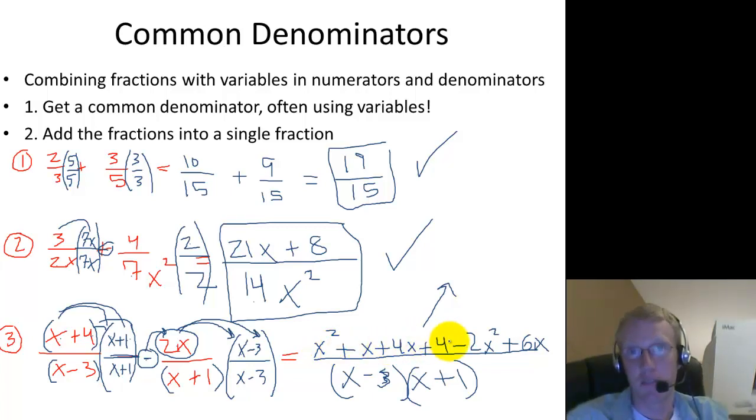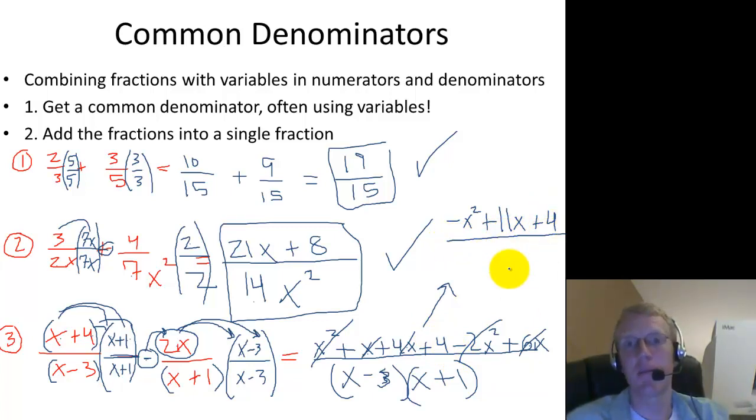In the numerator, I have lots of different terms, and I should combine them together, anything that can be combined. So x squared minus 2x squared is going to be negative x squared. 1 minus 2 is negative 1. So that's gone, and that's gone. x plus 4x plus 6x. 1 plus 4 is 5, plus 6 is 11, so I have plus 11x. And then there's a, that's gone, that's gone, that's gone. Plus 4 is all that's left. That's my numerator.